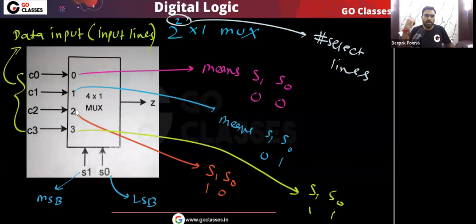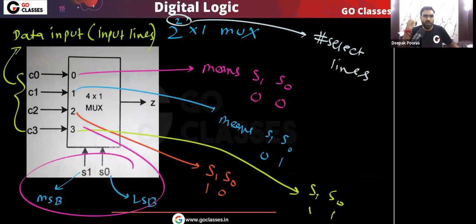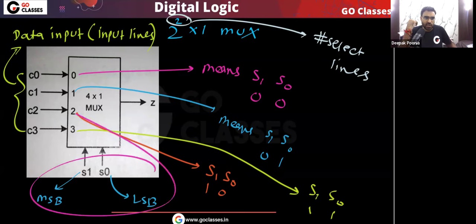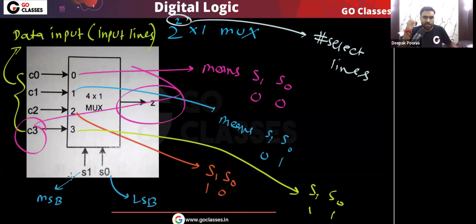Is this clear? Now you can see when these select lines are 0 0, then this input C0 will appear in the output. When these select lines are 0 1, then this input will appear in the output. And when these select lines are 1 0, then this input C2 will appear in the output. And when these select lines are 1 1, then this input C3 will appear in the output.